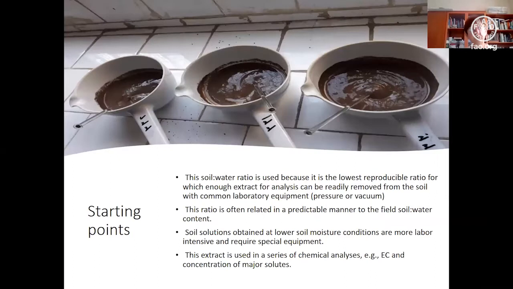So what were the starting points for this presentation? We established that this soil water ratio is used because it is the lowest reproducible ratio for which enough extract for analysis can be readily removed from the soil with common laboratory equipment, such as pressure or vacuum. Then this ratio is often related in a predictable manner to the field soil water content, which is very important.